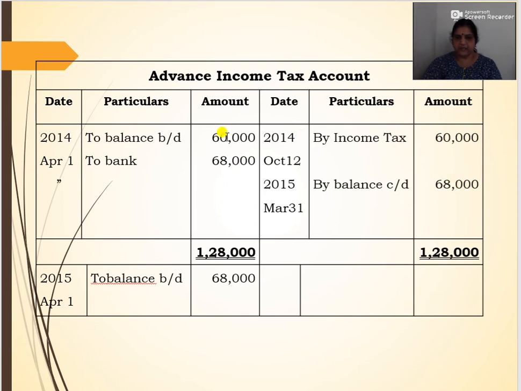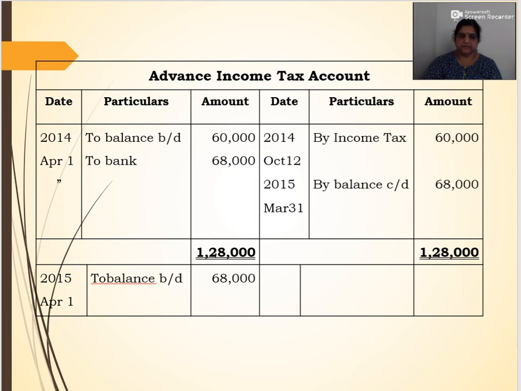So this is the opening balance, then closing the opening balance after assessment. Now current year's advance income tax paid, and that will be the closing balance also. Okay, so the total comes to 1,28,000, and the opening balance for the next year will be to balance brought down 68,000. So that is the closing balance, 68,000. So the next year opening balance is 68,000. So this is the second account.